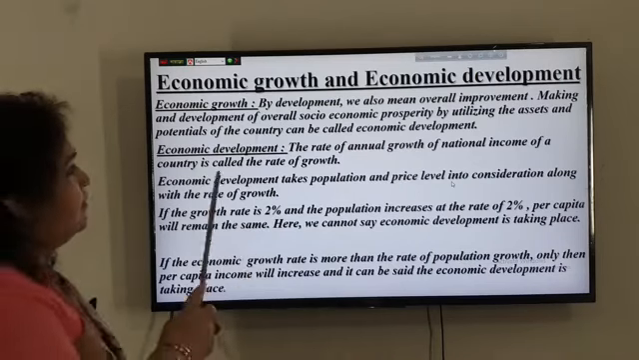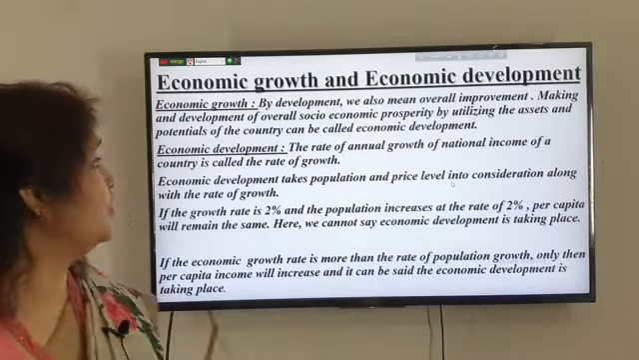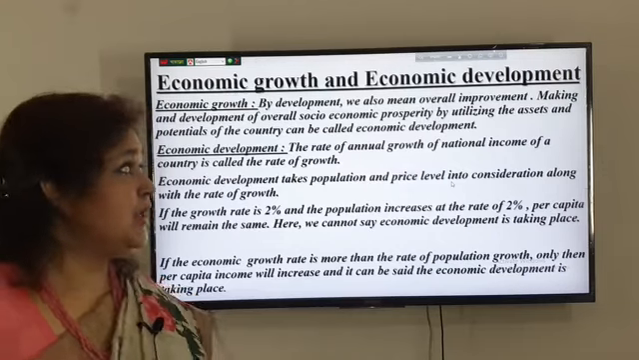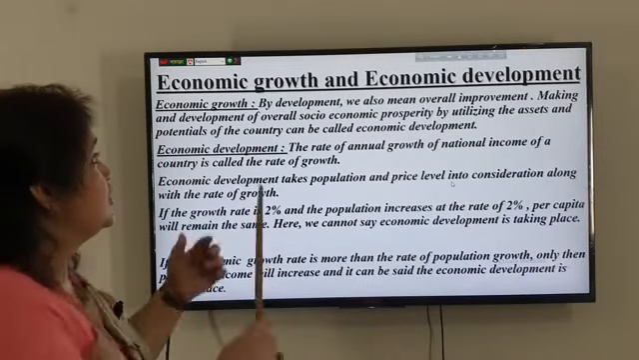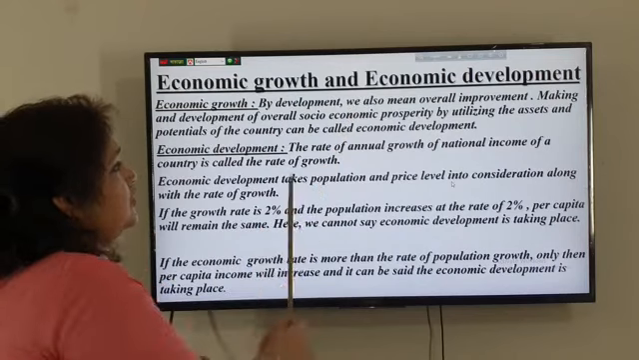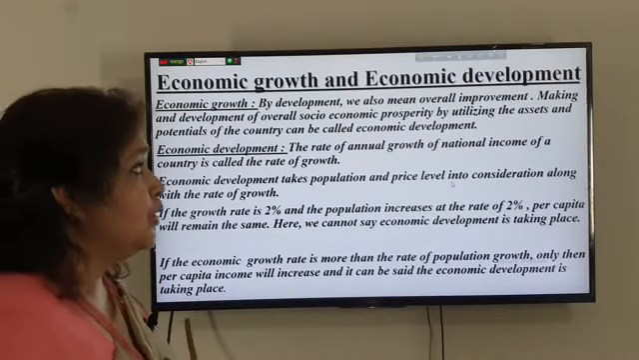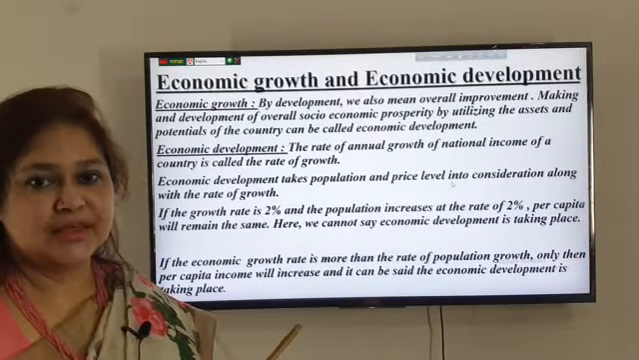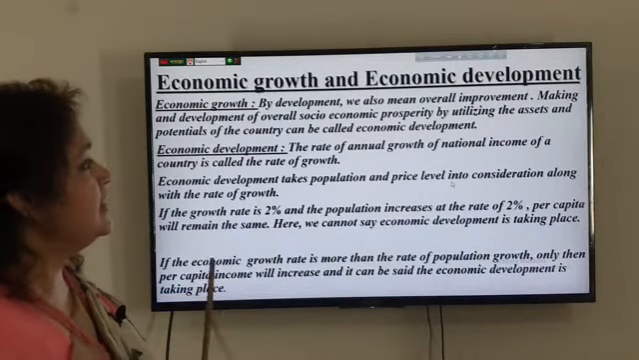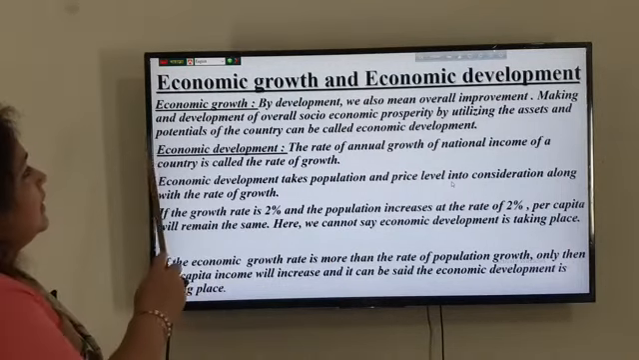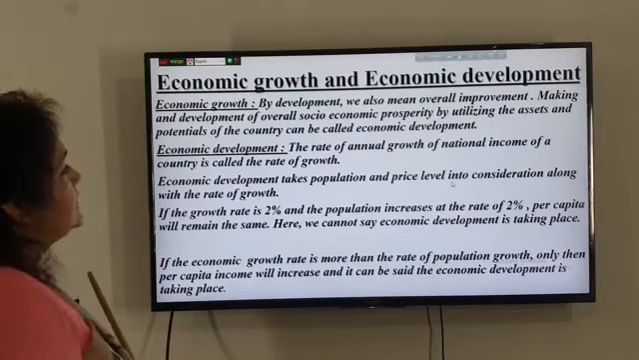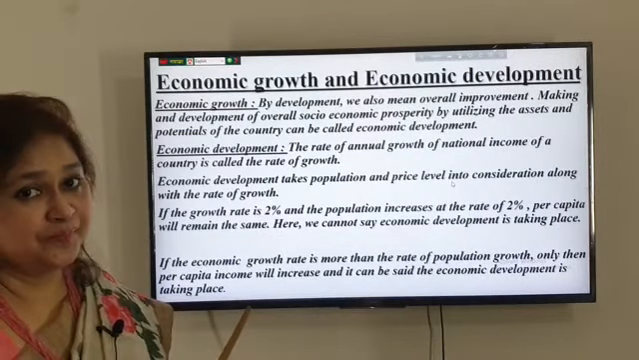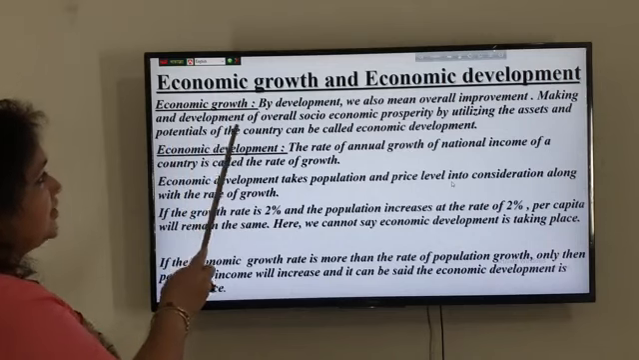economic growth and economic development. Economic growth and economic development are not the same concept. Actually, when we hear these two concepts, we understand these two terms carry the same meaning, but actually these two terms carry different meanings. If we see the definitions of economic growth and economic development, it will be clear to you. Dear students, please pay your attention.